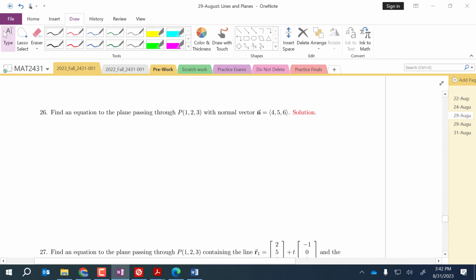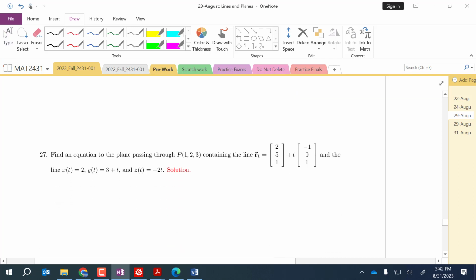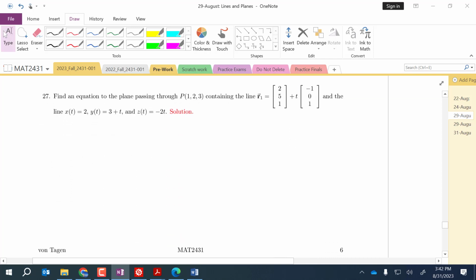Find an equation to a plane. In this case, I gave you the point and the normal vector. That's actually an easier problem. Find an equation of a plane passing through this point and containing this line. That doesn't look anything like the problem I just showed you. It doesn't matter. What are you trying to come up with? The equation of a plane. So what do you need? You need a point and a normal vector. That's always what you need. So somehow in this problem here, I'm going to give you enough information to do that.